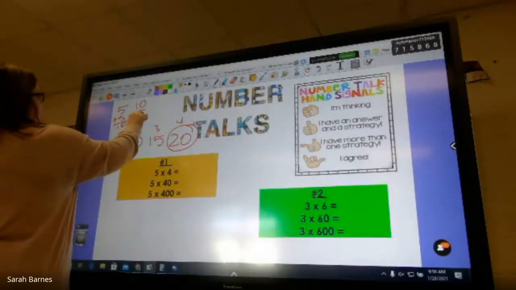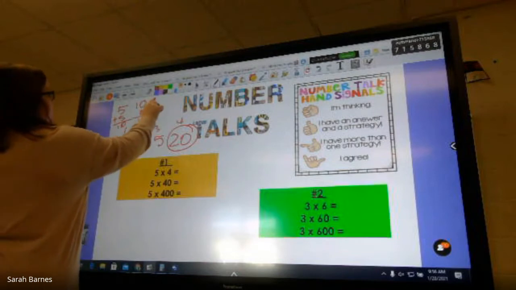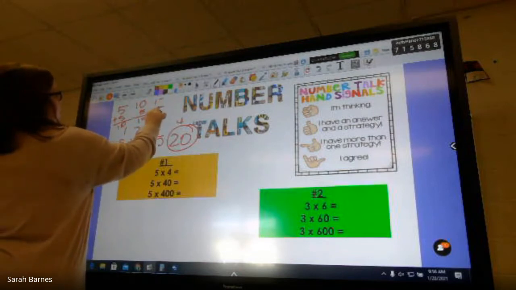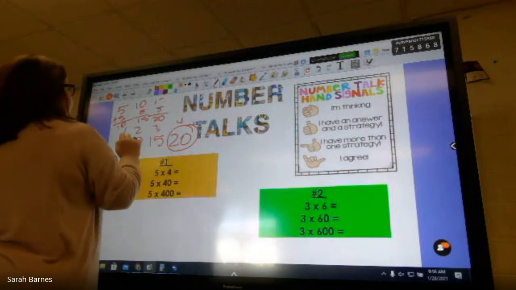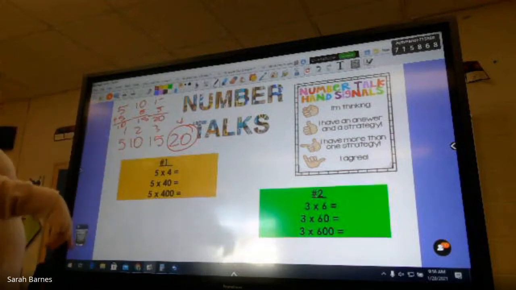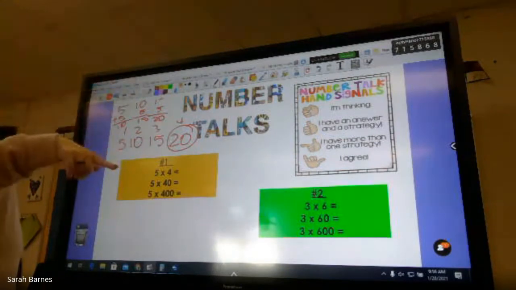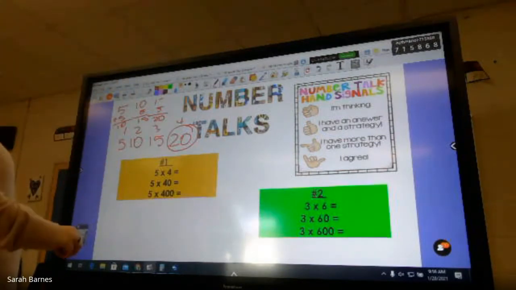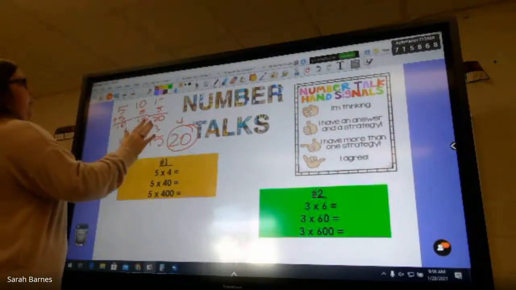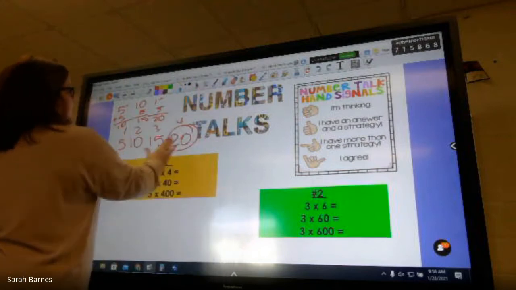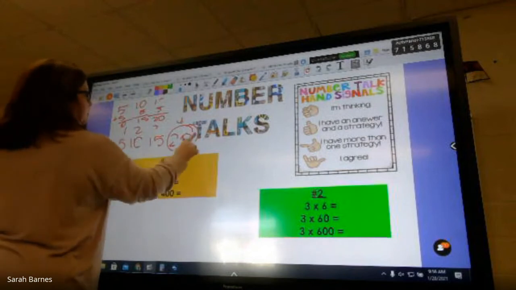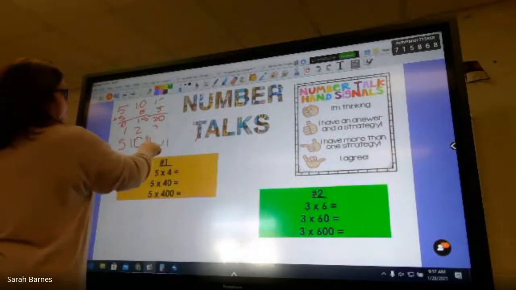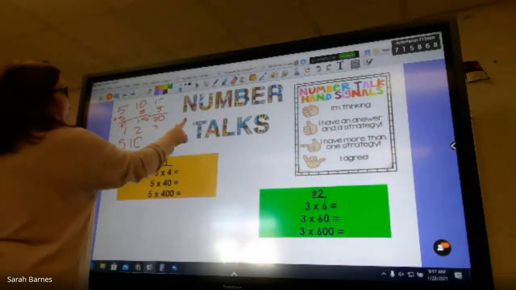You could do 5 plus 5 and get to 20. You could do 5 plus 5 is 10, and 5 plus 5 is 10, and then add the two 10s together. There are several different ways you can do it, but the answer is always, well, my eraser will work today, is always going to be 20.